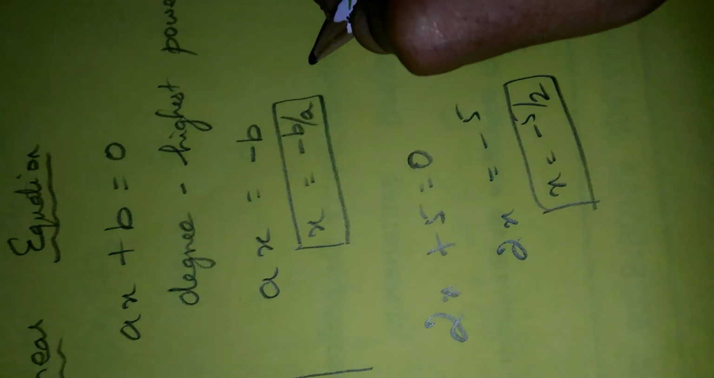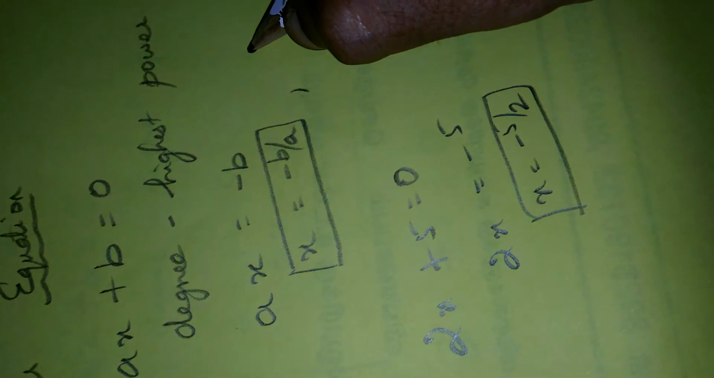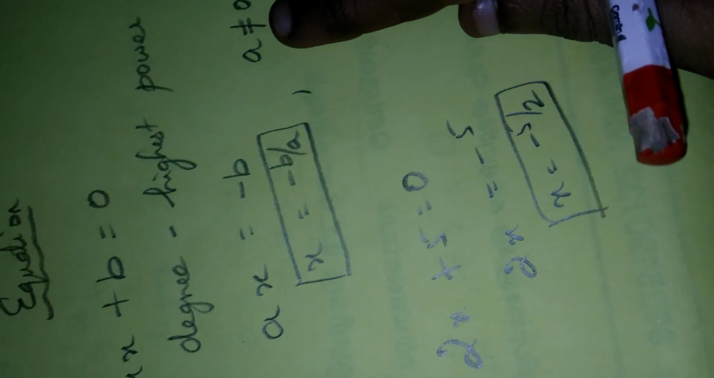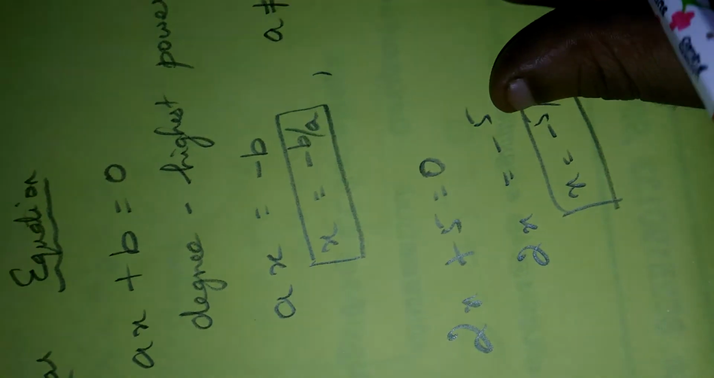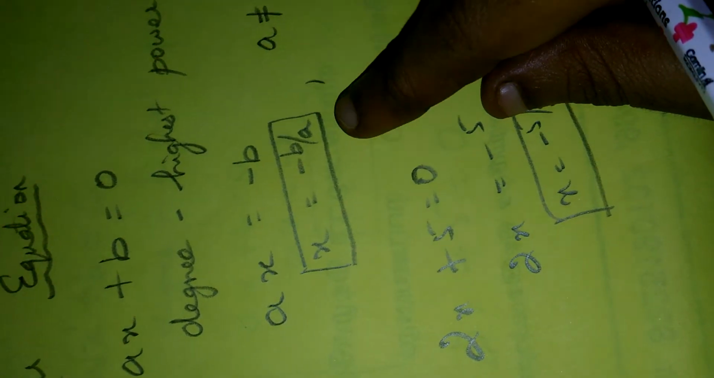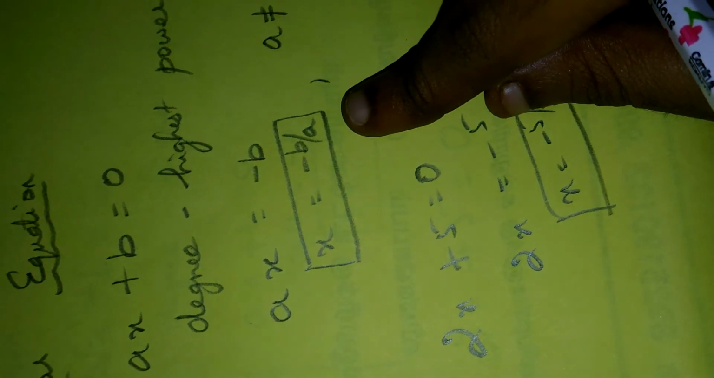So note it down here. Here a should not equal 0. a must not take the value 0. If a takes 0, we cannot define x. So definitely a must not be 0, and b can take any value. b can be any constant value, and b can also take 0.